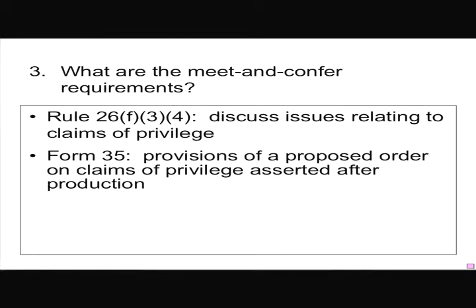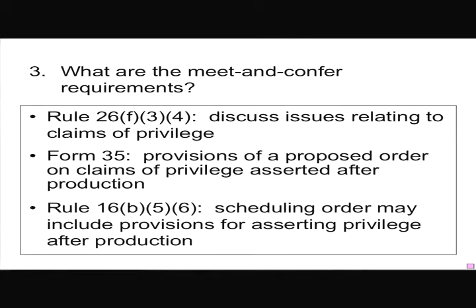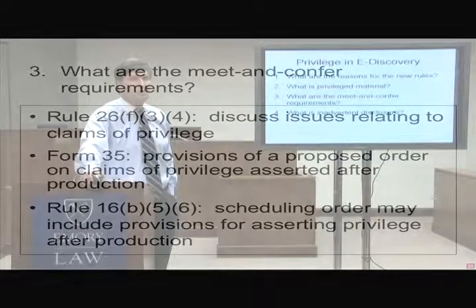Rule 16(b)(5) and (6): the scheduling orders may include provisions for asserting privilege after production, and you may cover these issues ahead of time.